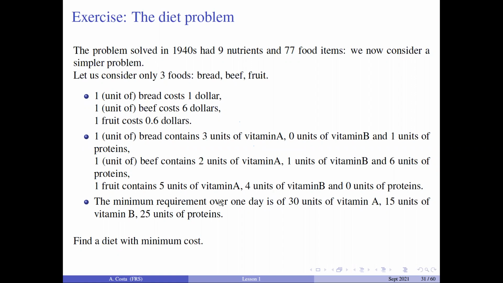And then what we need is to find the amount of food by minimizing the total cost, such that we can guarantee to have at least 30 units of vitamin A, 15 vitamin B, and 25 protein. Okay? This is more or less the diet problem.